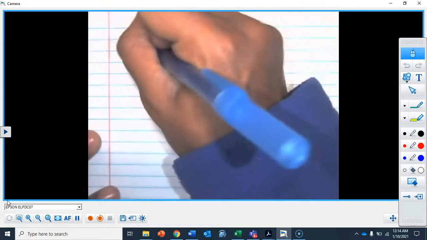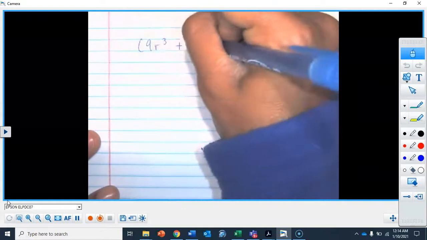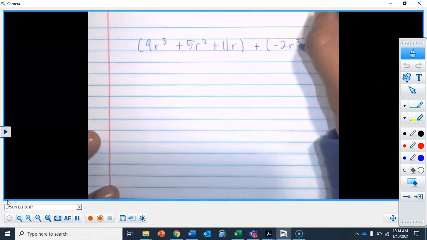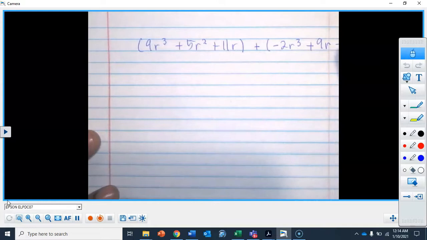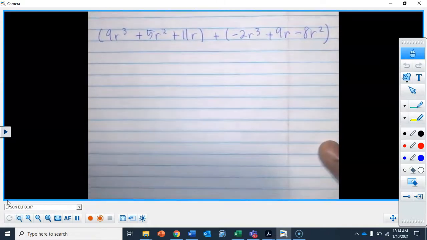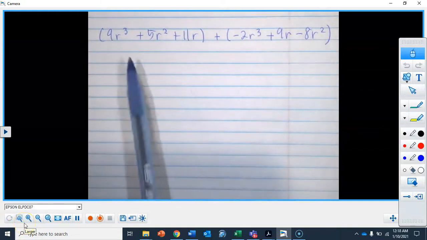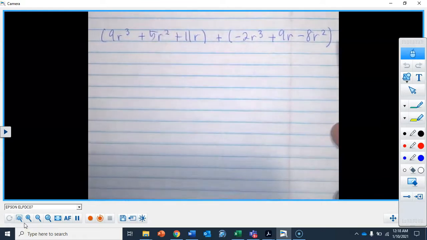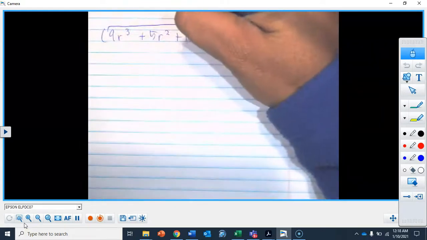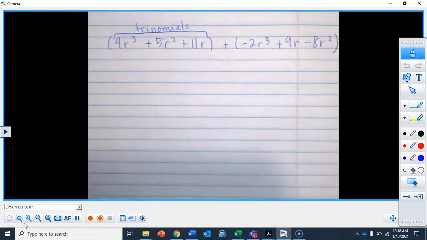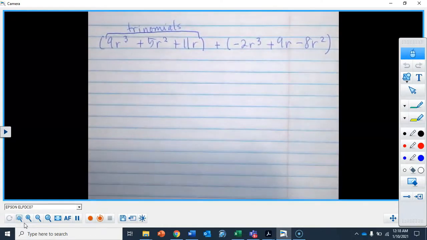So this is addition. What if I have 9r to the third plus 5r squared plus 11r plus negative 2r to the third plus 9r minus 8r squared. Okay, get all that on the screen. Give me 1 second. So for this particular problem, you notice that you have 1, 2, 3 terms in the parentheses. So this is a trinomial because there are 3 terms. All right, so the steps or rules do not change. Remember, step 1 is to find the highest power, begin your grouping, and combine like terms, and then that's pretty much it. Simplify the expression.